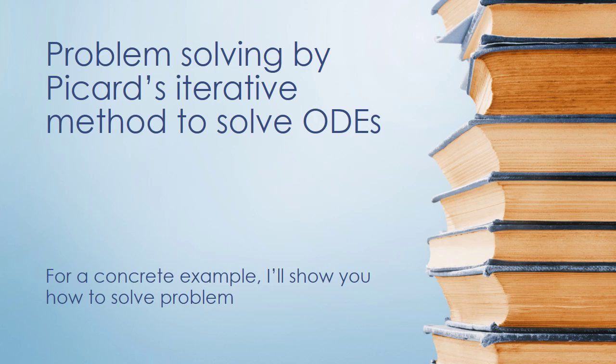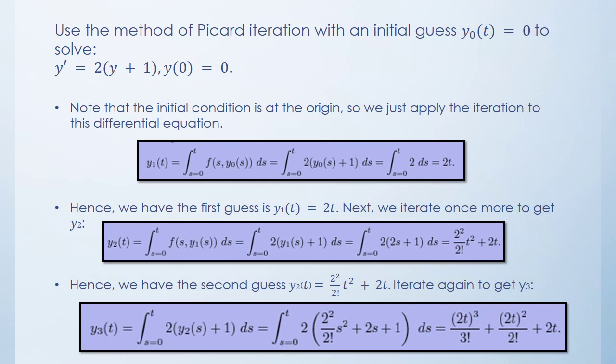Problem solving by Picard's iterative method to solve ordinary differential equations. For a concrete example, I will show you how to solve the problem. Use the method of Picard's iteration with an initial guess of y naught of t is equal to 0 to solve y prime is equal to 2y plus 1, given that y of 0 is equal to 0. Note that the initial condition is at origin, so we just apply the iterations to this differential equation.